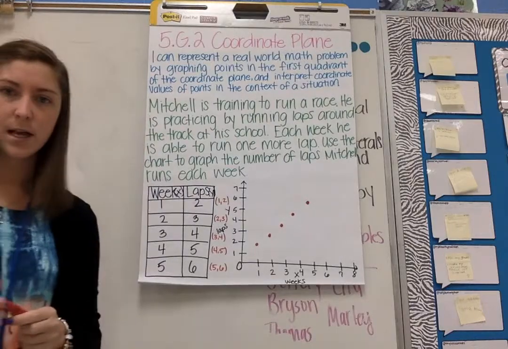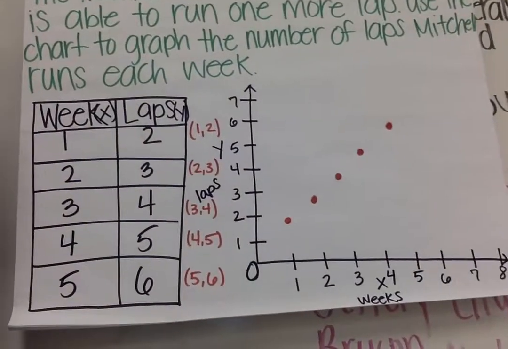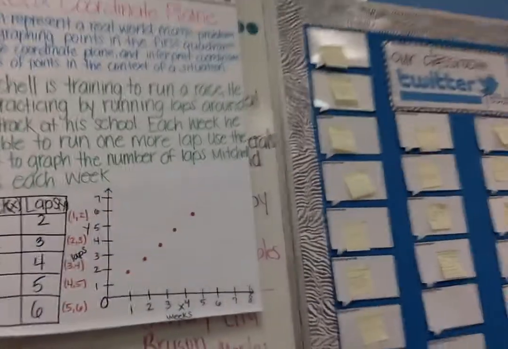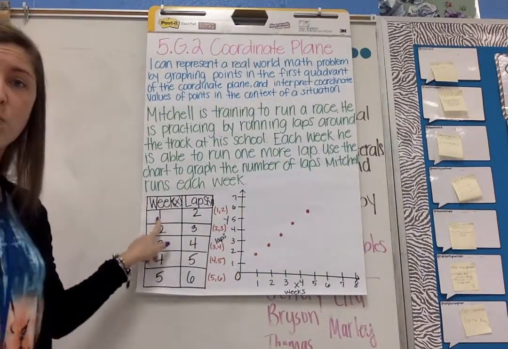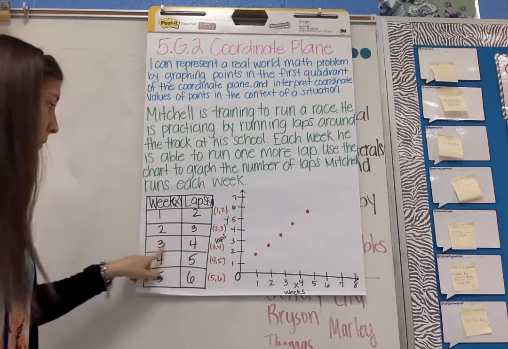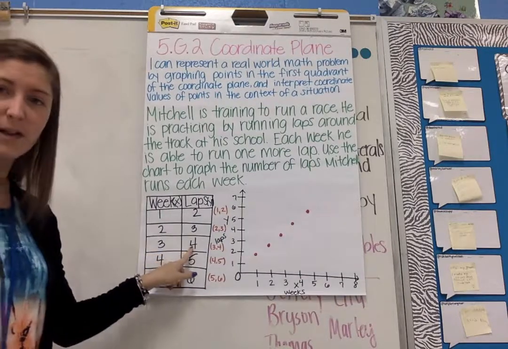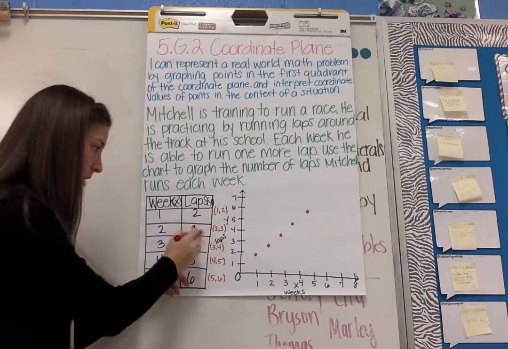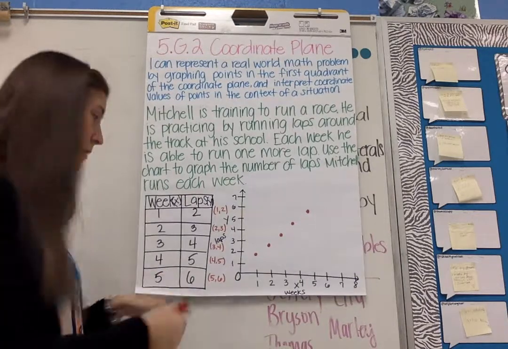Now, what do you notice about these dots that I have plotted? Do they make anything? Can you see a pattern? Okay, what are you noticing about those different things? Could I continue with this? So could I look at my chart over here and say, all right, week 1 he ran 2 laps. Week 2 he ran 3 laps. Week 3 he ran 4 laps. How many more laps is he running every week? I see there's plus 1, plus 1, plus 1, plus 1. So he's running an extra lap every week.